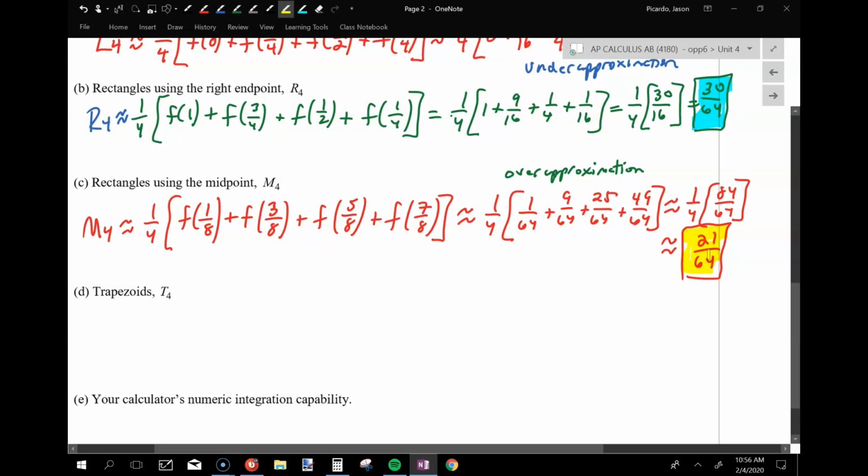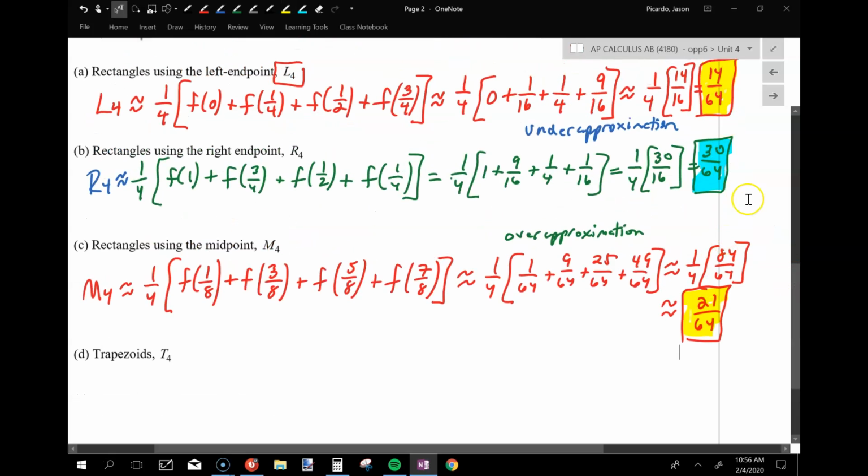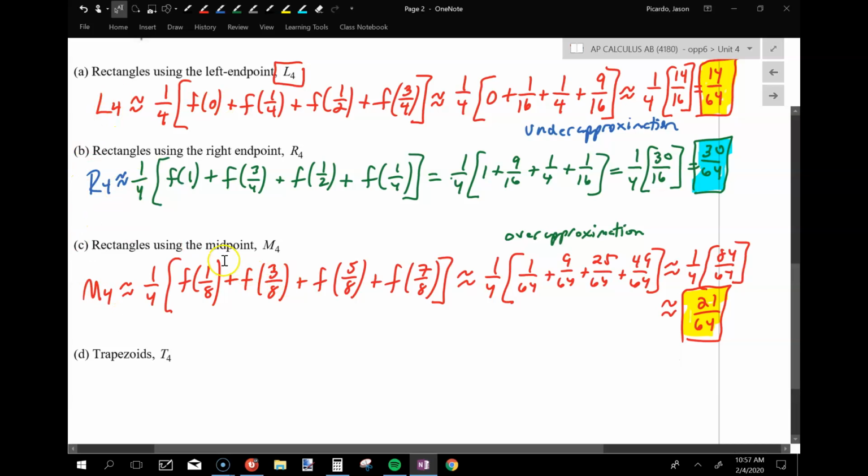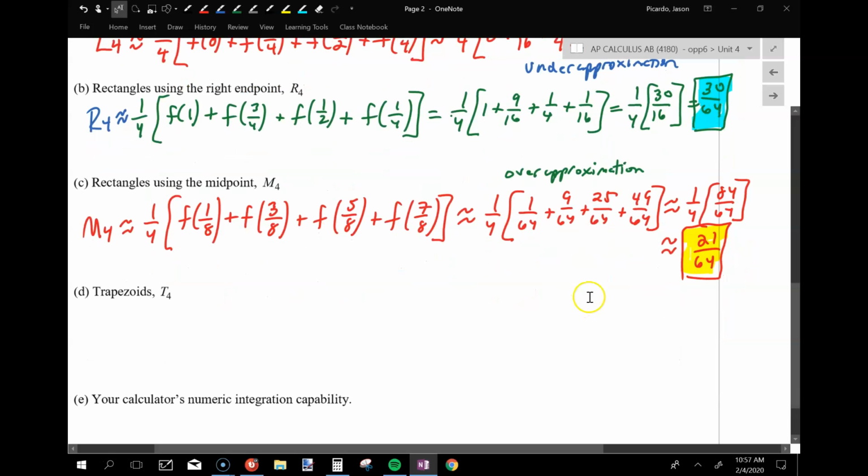Why is that good news? It's in between my over and under approximation, right? 84/64 times a quarter. So 4 goes into 84 21 times.